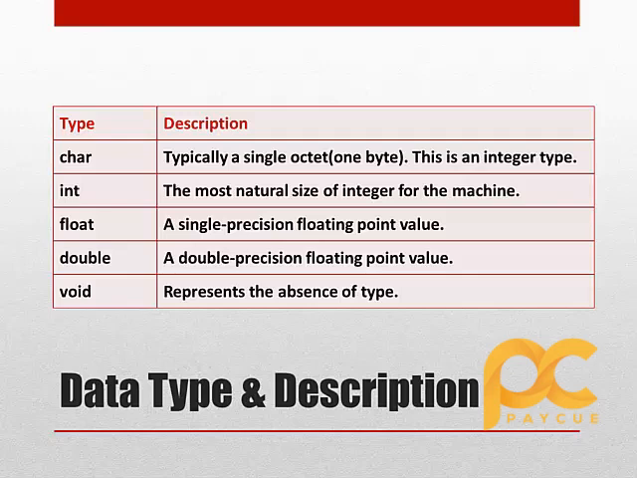That means character is used to store characters in memory. Int is used to store integers in memory. Float is used to store a single precision floating point in memory. Same with double. And void represents that there is no data type or no value available.